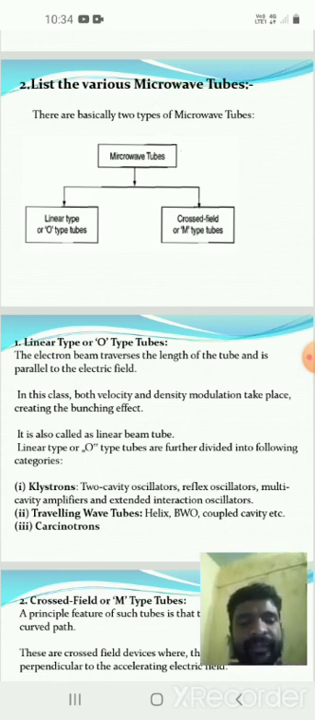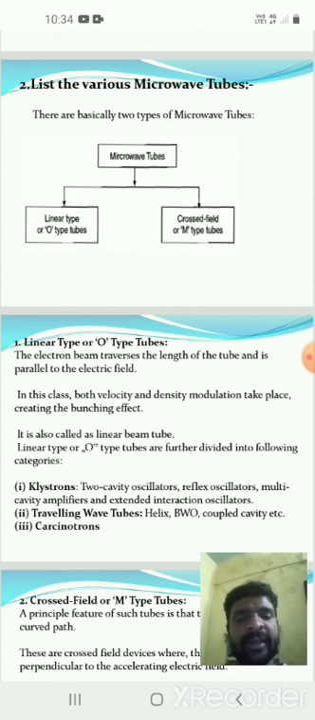In linear type or O type tubes, the electron beam traverses the length of the tube and it is parallel to the electric field. In this class, both velocity and density modulation take place, creating the bunching effect. It is also called linear beam tube or linear type or O-type tubes.